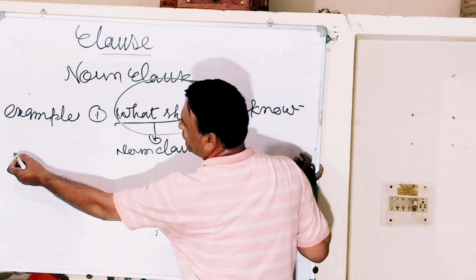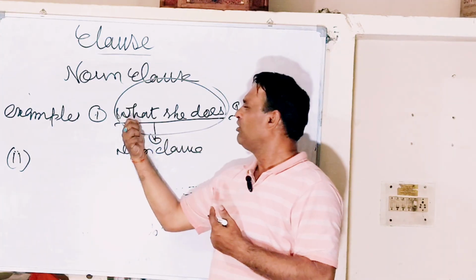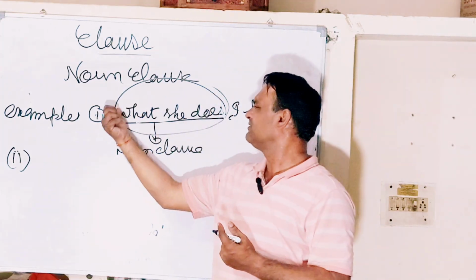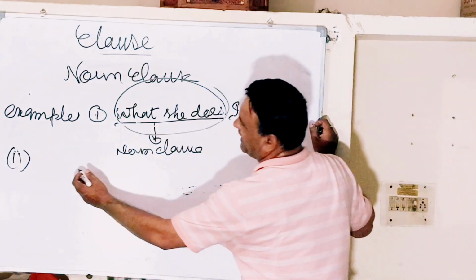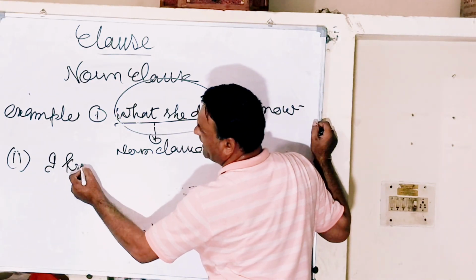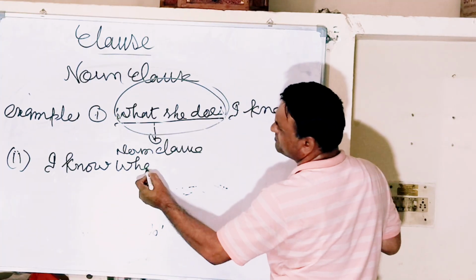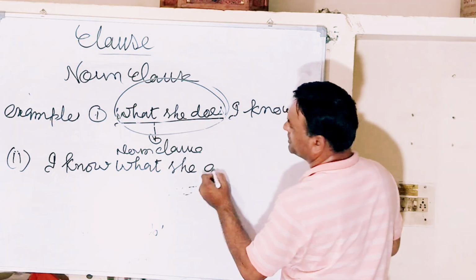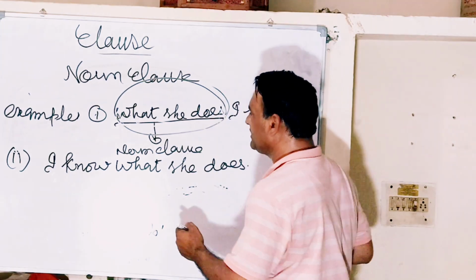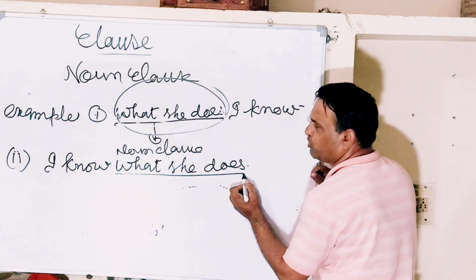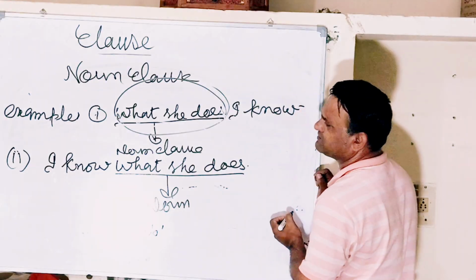Now let us write the second one. If you want to make this portion, what she does, an object, you can reverse it. You can write, I know what she does. So here now, it is coming in the latter portion. It is a noun clause.